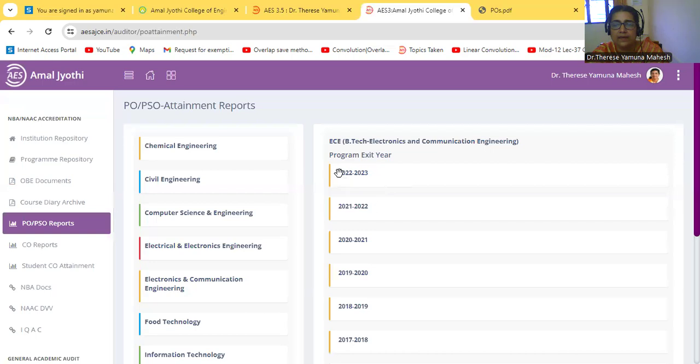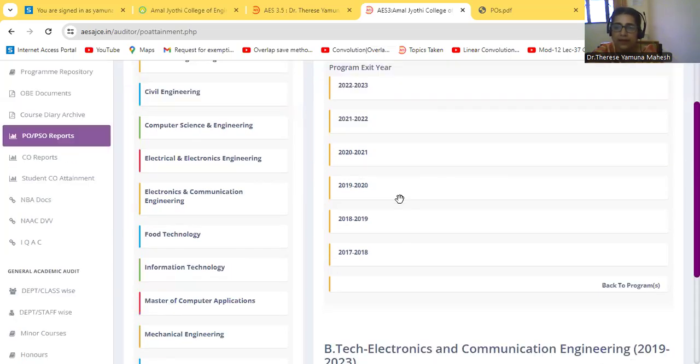BTech, ECE, select. Now, one specific thing about program outcomes is you can calculate the program outcomes only after the full program is completed. Program in the sense, electronics and communication is a program, computer science is a program. So once a batch passes out, you can calculate the program outcomes for that particular batch. Here I am selecting the 19 to 23 batch. That is the batch which passed out last year. And I click that.